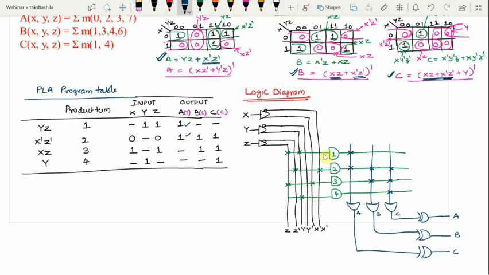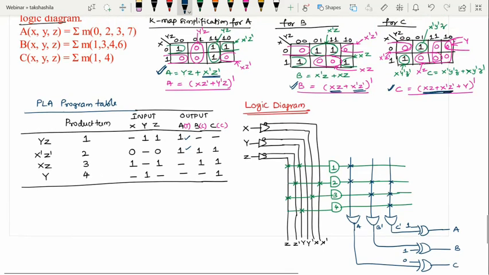Now, how is A represented? A is in the true form. True form means the other input to the XOR is 0. B and C are represented in the complemented form, so the other input for B and C is 1. So that we are getting the outputs B and C in the complemented form. Now, this is the PLA logic diagram for the given question.